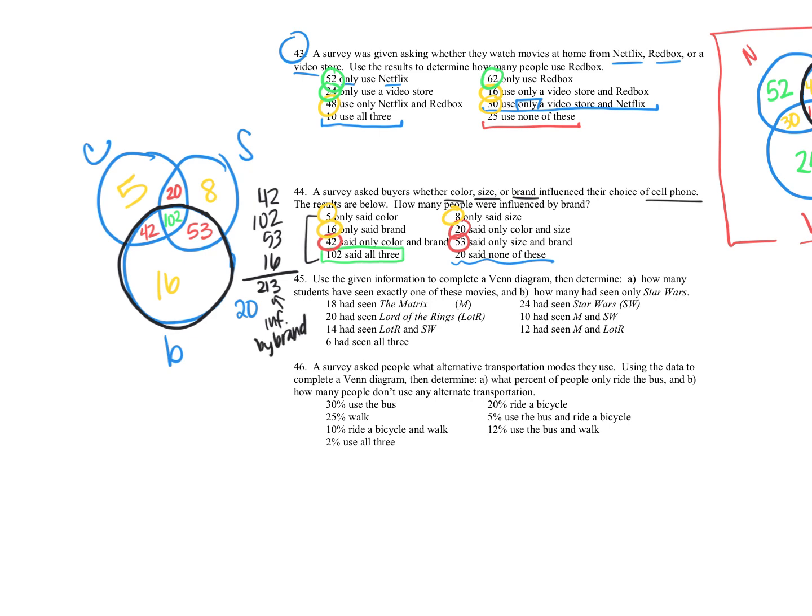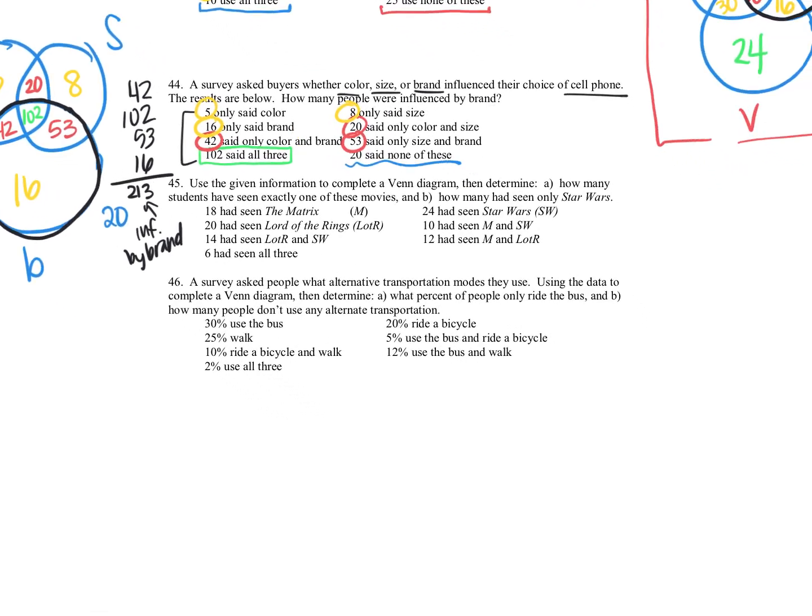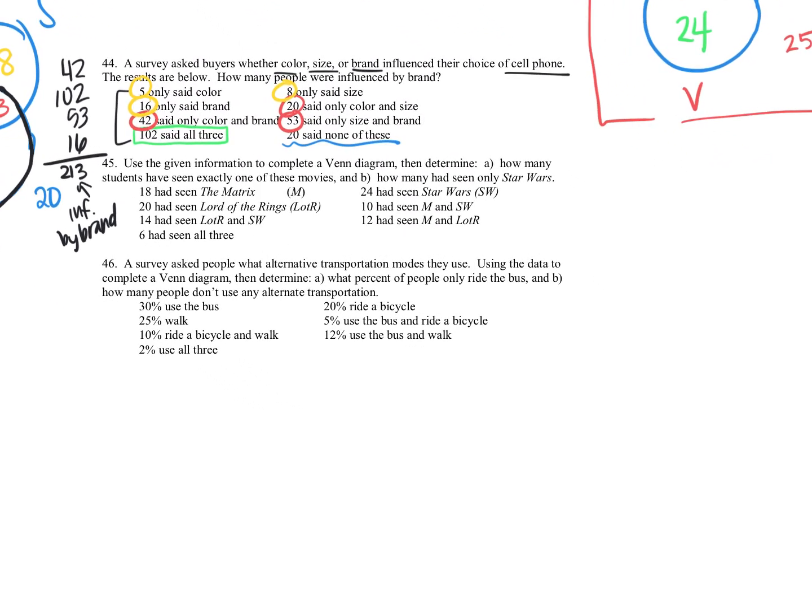Again, no subtraction going on there because we see that word only happening a lot, which implies that there can't be that overlap. So this next one, we're told again, use a Venn diagram here to determine how many students have seen exactly one of these movies. So we're talking about Matrix, Lord of the Rings, and Star Wars. I do see some overlap in those people. So I'm going to draw all three, and I'm going to use the notation they said.